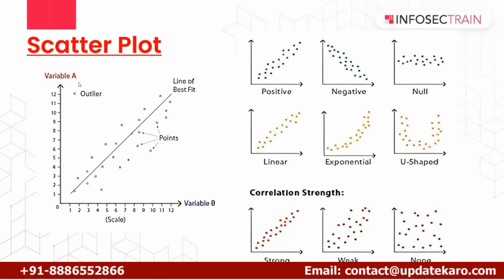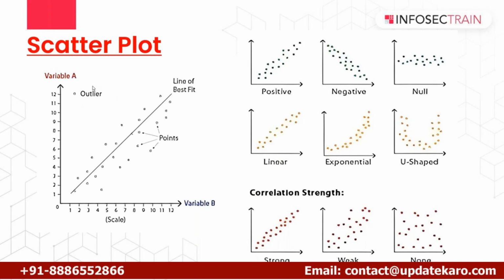So here this is my variable a, this is my variable b, and you will see the data set like this. These dots are nothing but the data points. Now here you can see I mentioned the points over here, and when you are dealing with a real life data set, you will always find that outliers may be present in your data set.